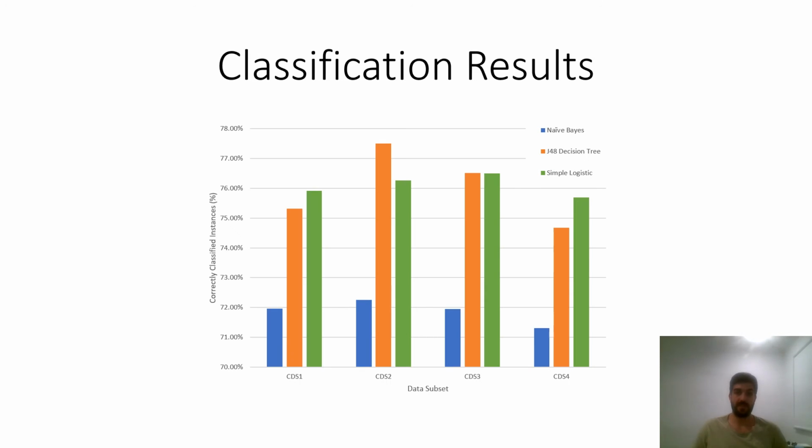Based on the results, we can see that naive Bayes performed quite poorly in accuracy to classify the instances, while J48 and simple logistic performed quite well. We can also see that the optimal data size to use these classification techniques was at 66% of the overall dataset, which was around 20,000 instances.